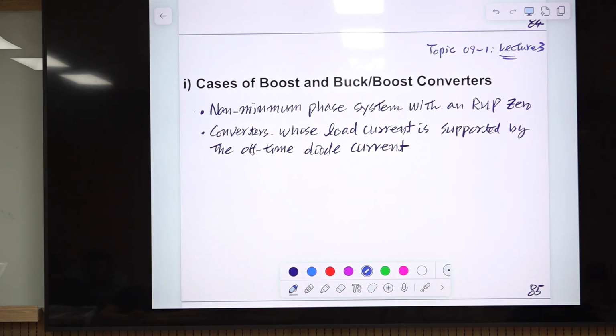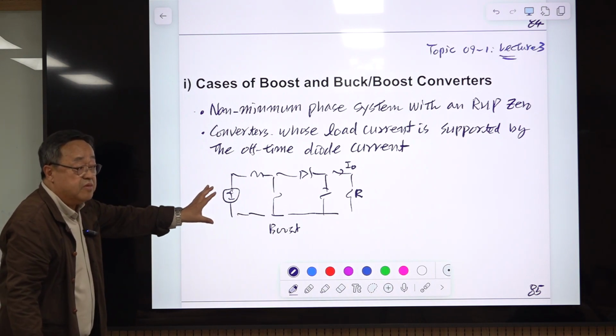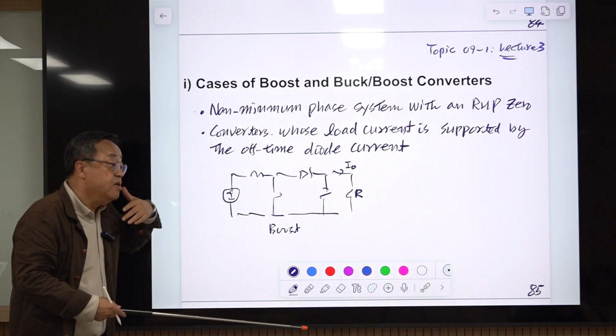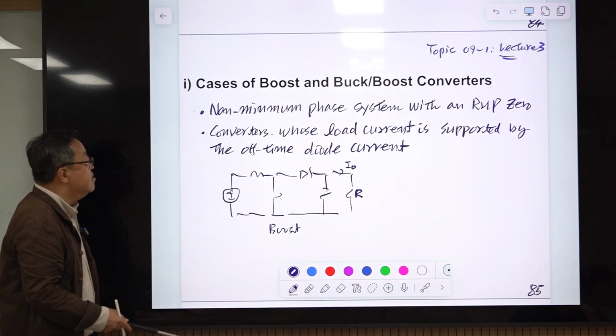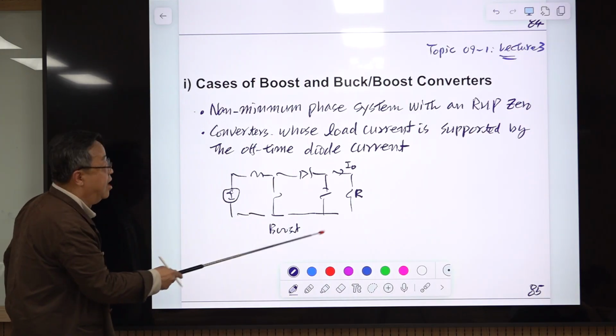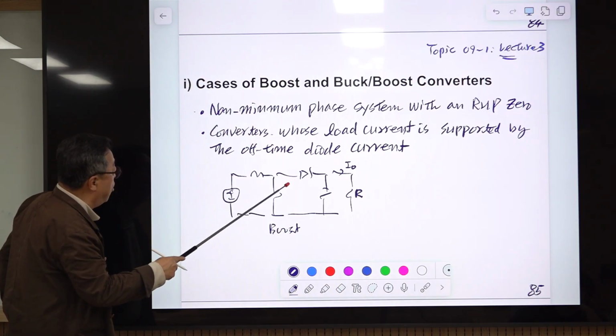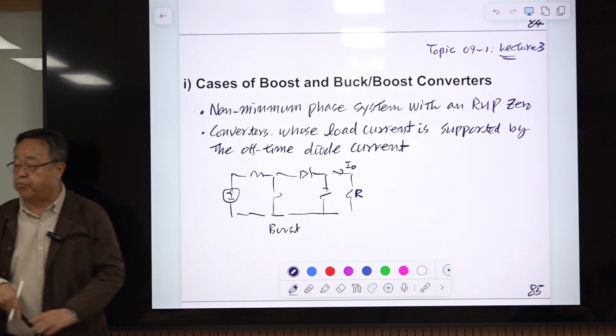This is the circuit diagram of the boost converter. You have the inductor here, the switch and diode, and this is the output stage. Then the load current is this one, and this is R. The average value of this capacitor current must be 0, otherwise it will reach a very high voltage and the capacitor will break down. So this IO is the average value of the diode current. That is the meaning of being supported by the off-time diode current. During the on-time, the inductor current is the switch current, and during the off-time, the inductor current is the diode current. So we call it the off-time diode current.